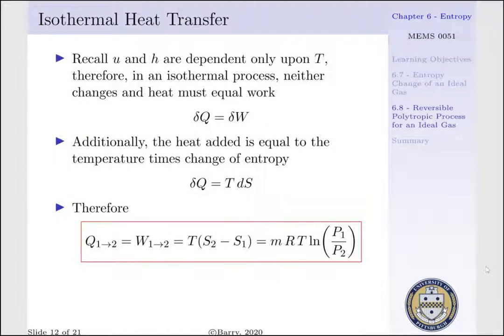Lastly, if we wanted to quantify the amount of heat transferred through this isothermal process, we have to recall that U and H are dependent only upon temperature, and therefore in an isothermal process, there is no change of our internal energy, and heat must be identically equal to work. Our heat added is simply our temperature times our change of entropy, where delta Q is equal to TdS. Therefore, for isothermal heat transfer, Q going from state 1 to state 2 is equal to our work going from state 1 to state 2, which is equal to our temperature times our entropy at state 2, less that at state 1, which is equal to a mass times our gas constant R times our temperature times the natural log of P1 per P2.